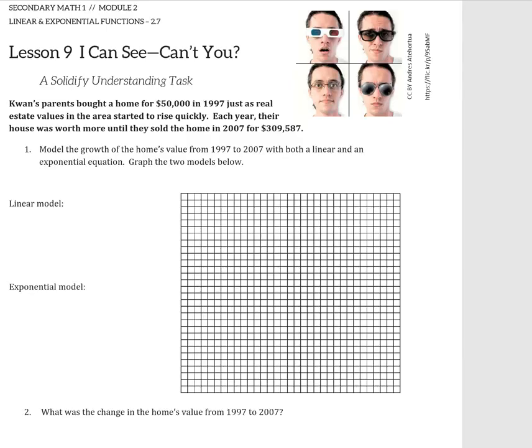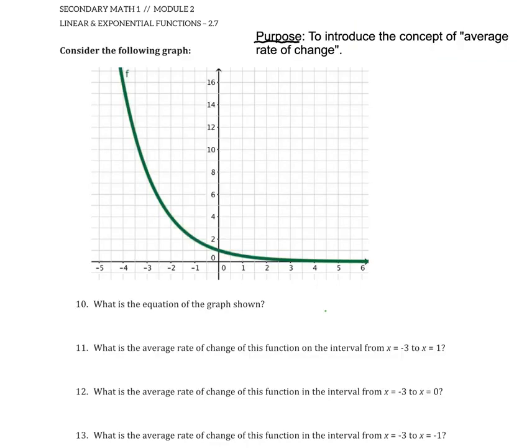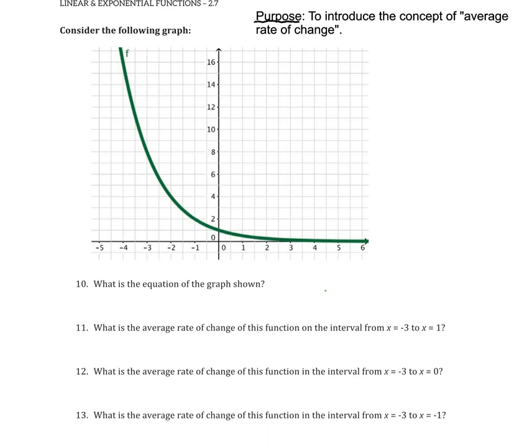This is a solidify understanding task, and I'm going to skip on down to problem 10 because the purpose of this task is to introduce the concept of average rate of change, and that is most easily and most efficiently done here through problems 10 through 14 based off of this graph. So in problems 1 through 9, you would have been looking at a real-world scenario of a home and its value increasing over time, and you would have found in problem 9 a formula for average rate of change.